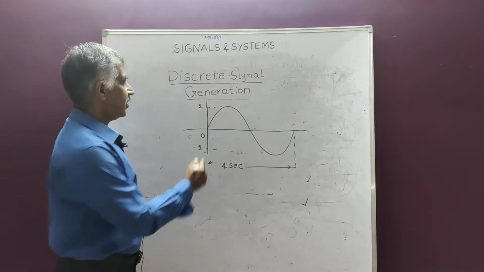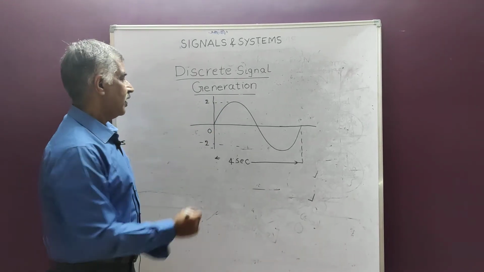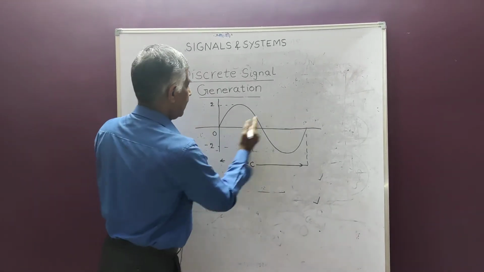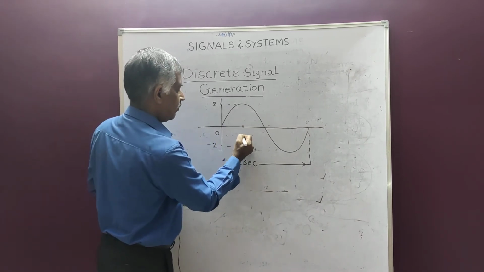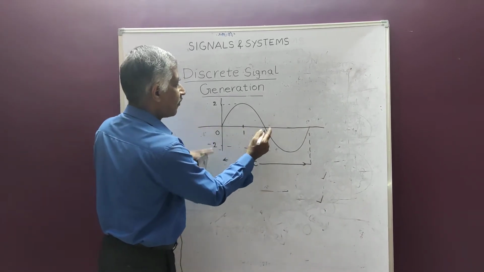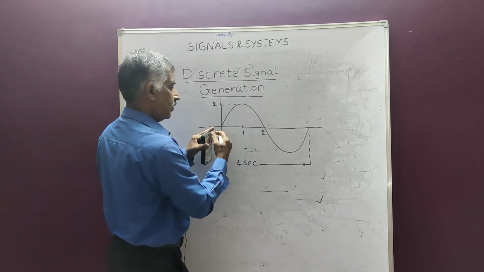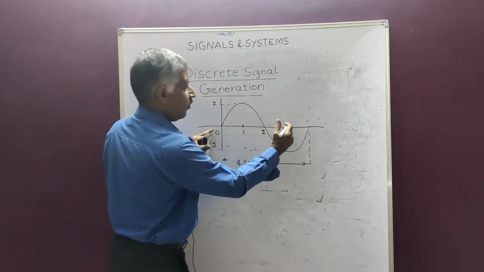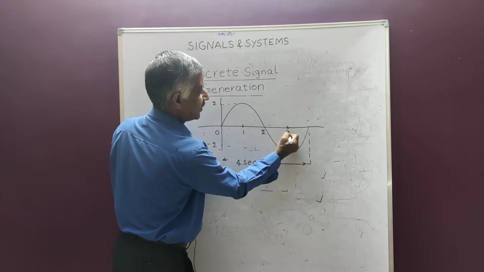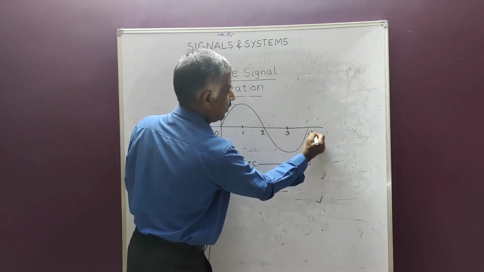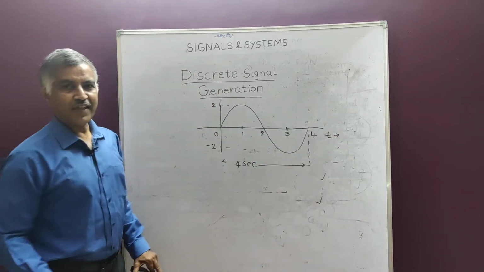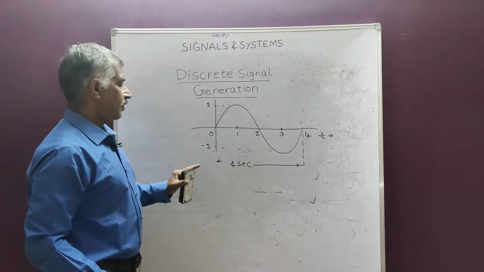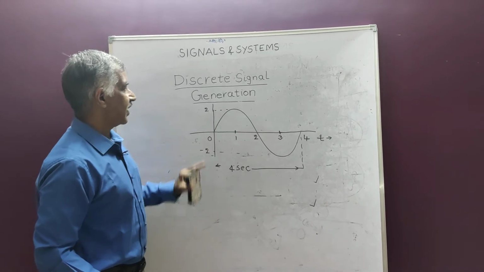Now again we shall sample this sine wave. As you know, if this is the full cycle, this is the quarter cycle, that means 1 second. This is the half cycle, 2 seconds. This is the 3/4 cycle, 3 seconds. And this is the full cycle, 4 seconds. Now you can sample at the rate of 1 second.